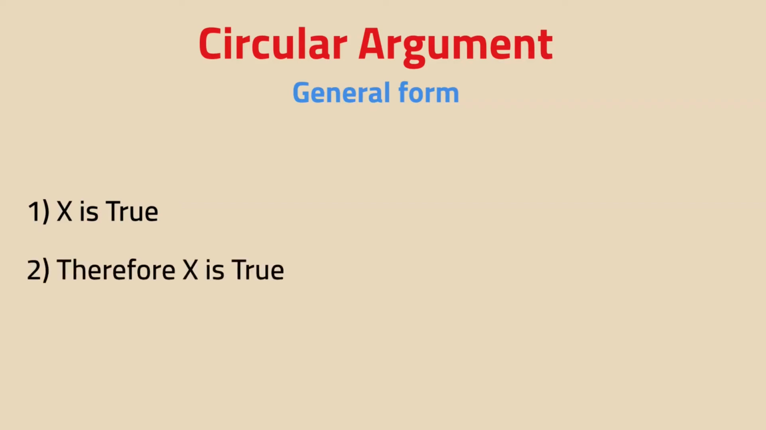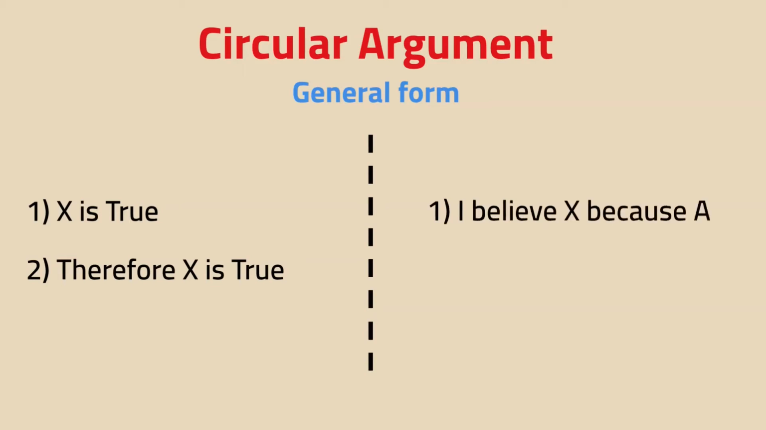The simple and obvious example is: X is true. This is a premise that states that X is true. Therefore, X is true. This is a conclusion that simply repeats the premise. Obviously, this argument tells us nothing about X. It just repeats the premise. It is circular.